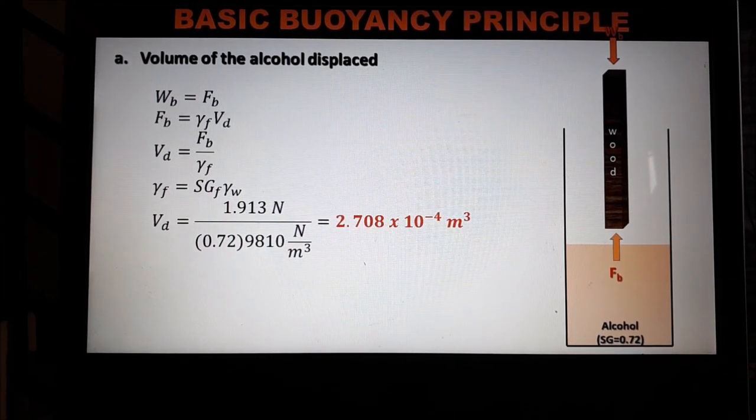As you can see, the volume of the alcohol displaced is larger than the volume of the water displaced, simply because the specific gravity of water, which is equal to 1, is greater than the specific gravity of alcohol, which is equal to 0.72.